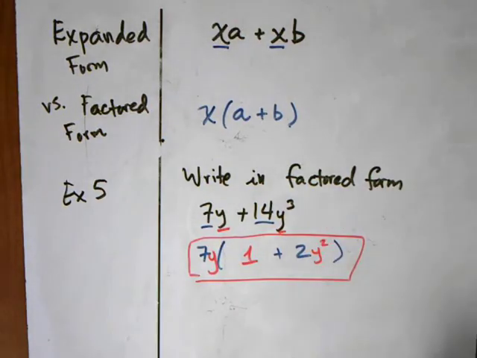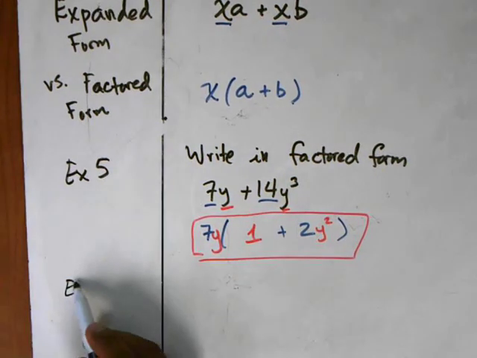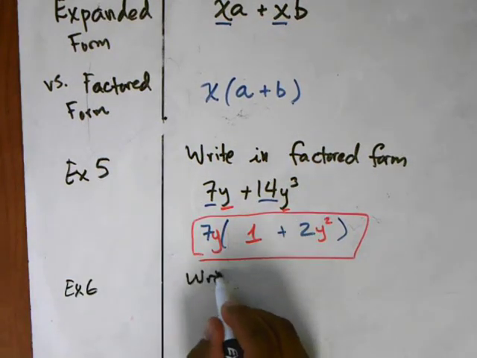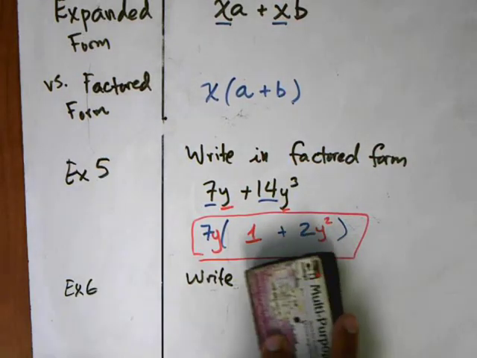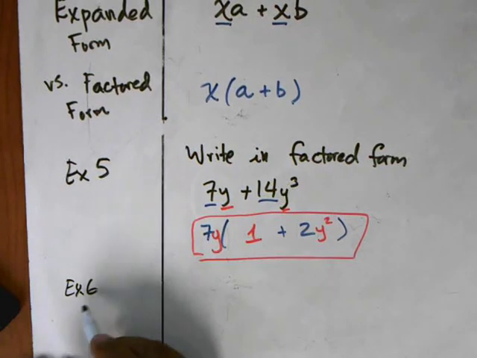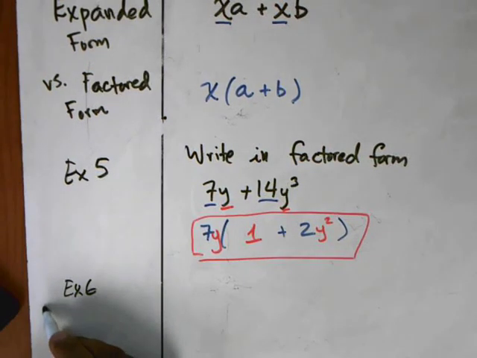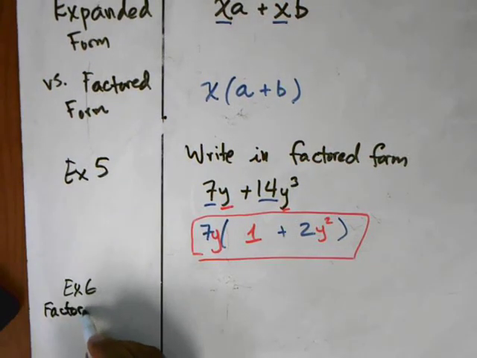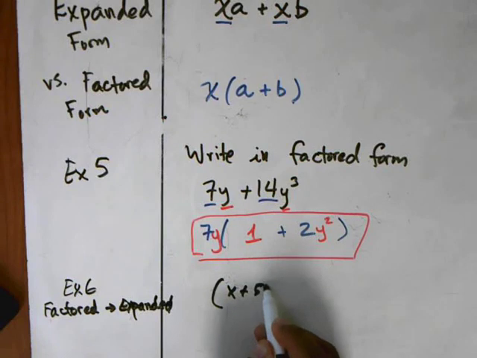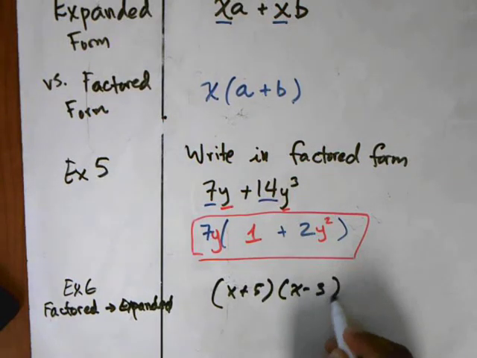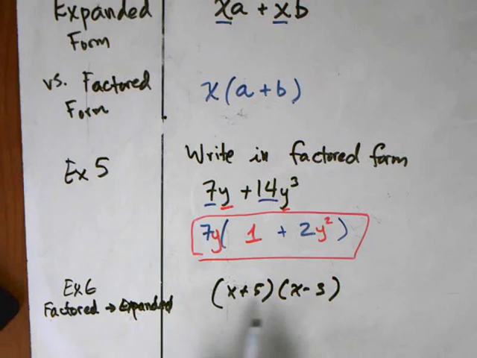Let's take a look at one last example. Let's say now we have write in, I'm going to write this on the margin here so we get more space to work with. This is going from factored to expanded. So x plus 5 times x minus 3. Okay? So this is factored form. These are two factors. Okay, x plus 5 is one factor, x minus 3 is another factor, and we want to expand them.